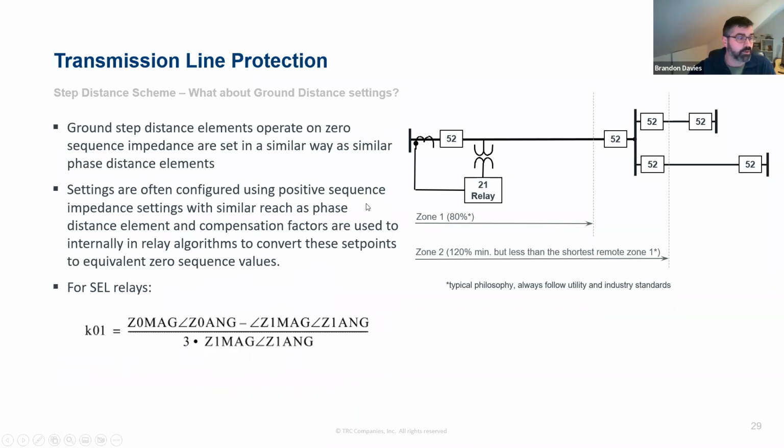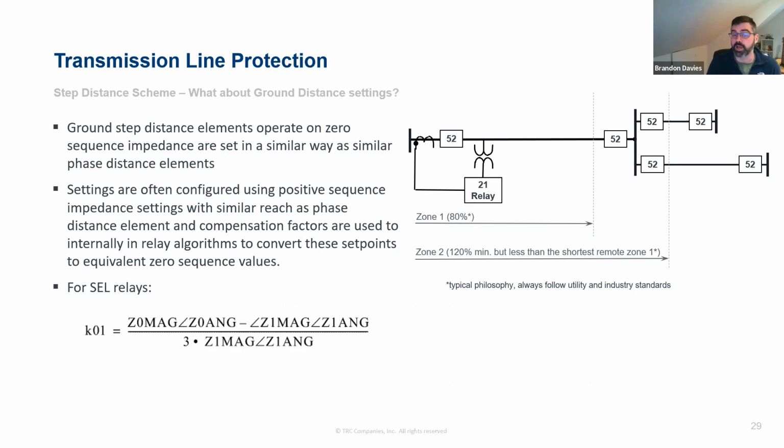So the last calculation we're going to do is, we've gone through and we've done this analysis. We've calculated our phase step distance scheme. We calculated our zone 1 reach and zone 2 reach. We set our time delays. We validated coordination with remote protection. We validated loadability. So we've gone through the calculation approach to say that, okay, this is what we're going to set our phase distance elements at.